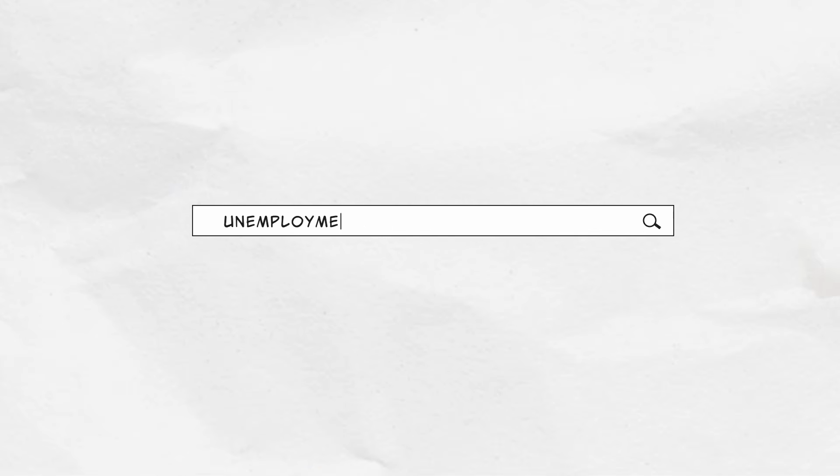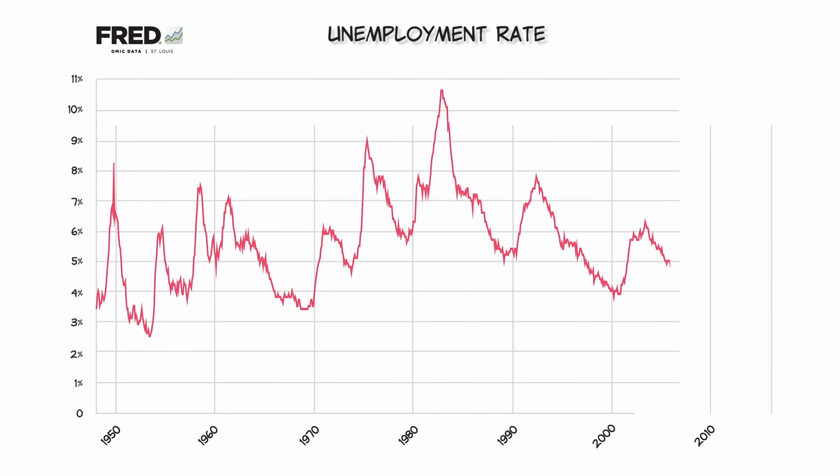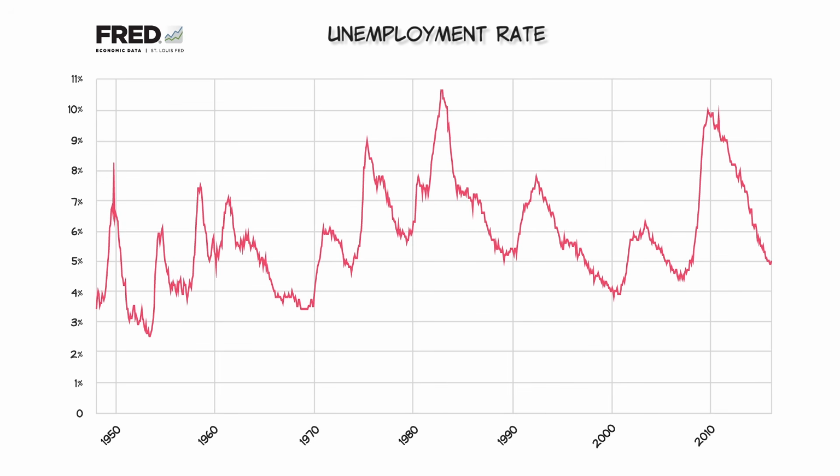Let's begin today by taking a look at the unemployment rate in the United States. If we Google unemployment rate, United States, Fred, we'll get this graph from the St. Louis Federal Reserve Economic Database. We can see from the graph that the unemployment rate fluctuates. Since 1950, it's averaged about 6% per year.